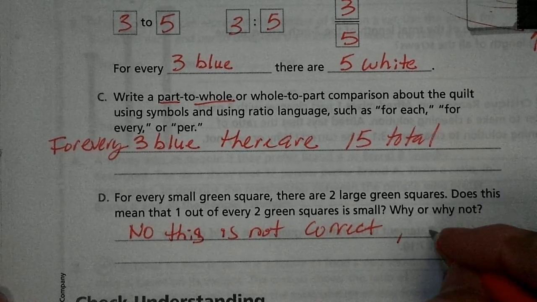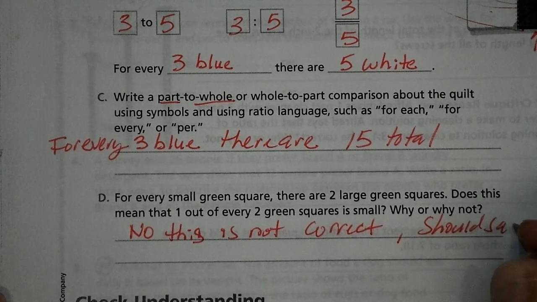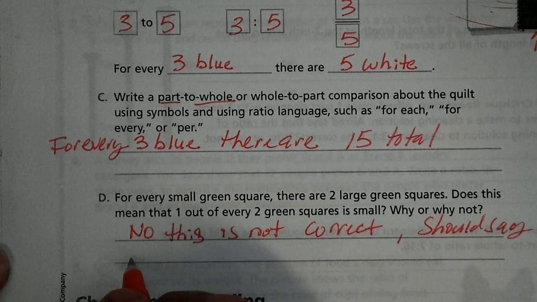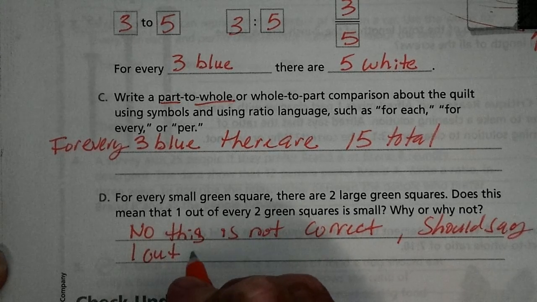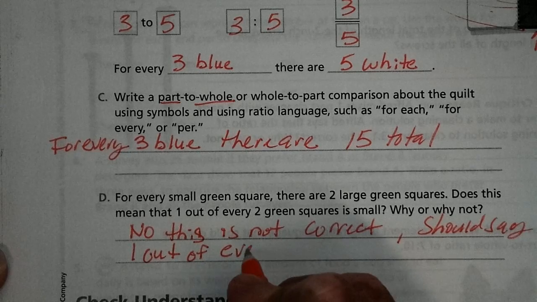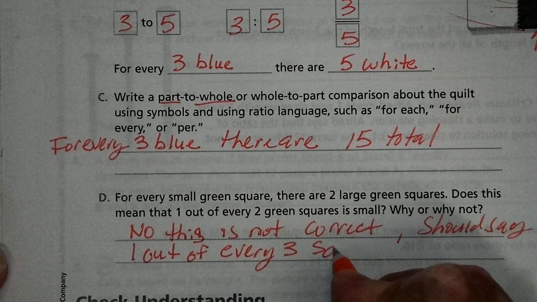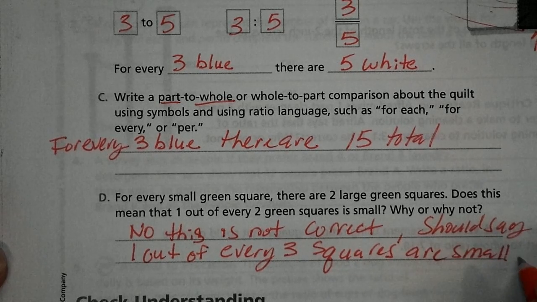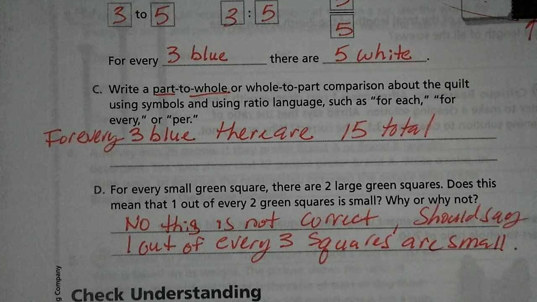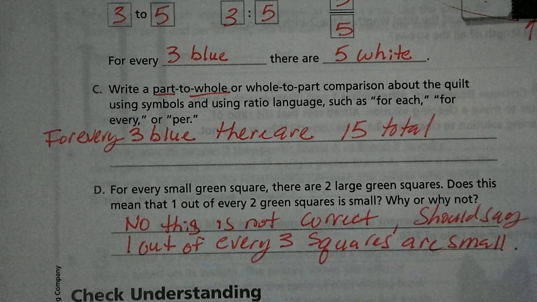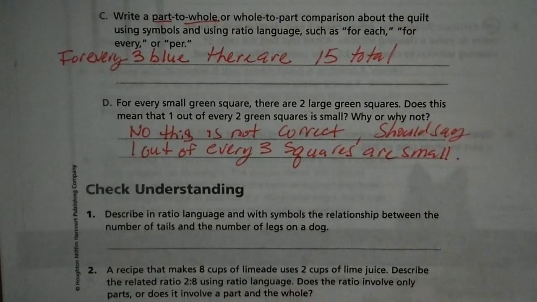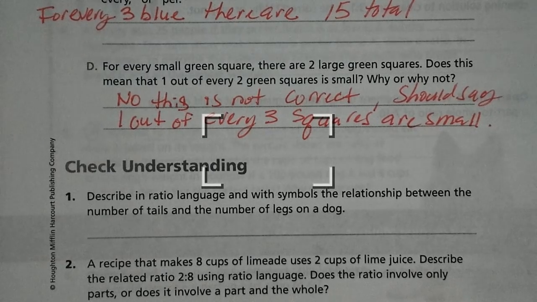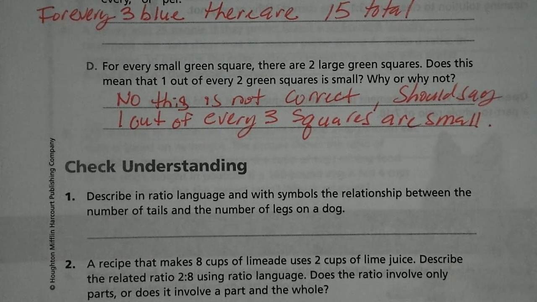So no, it's not correct. So Aiden says it should say 1 out of every 3 squares are small, because we have 3 total green and 1 of them is small. So that's what that should say. All right, so we are at the check understanding. I want you guys to take 5 minutes to work on that, okay? And then we will come back.